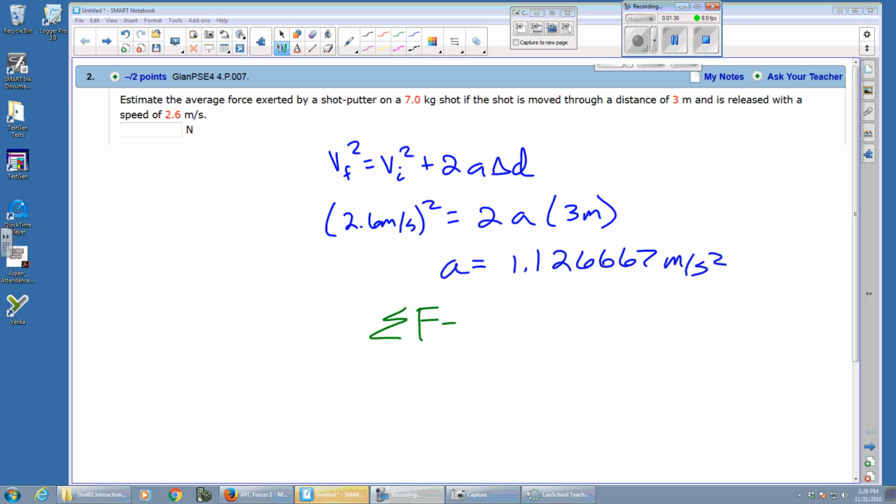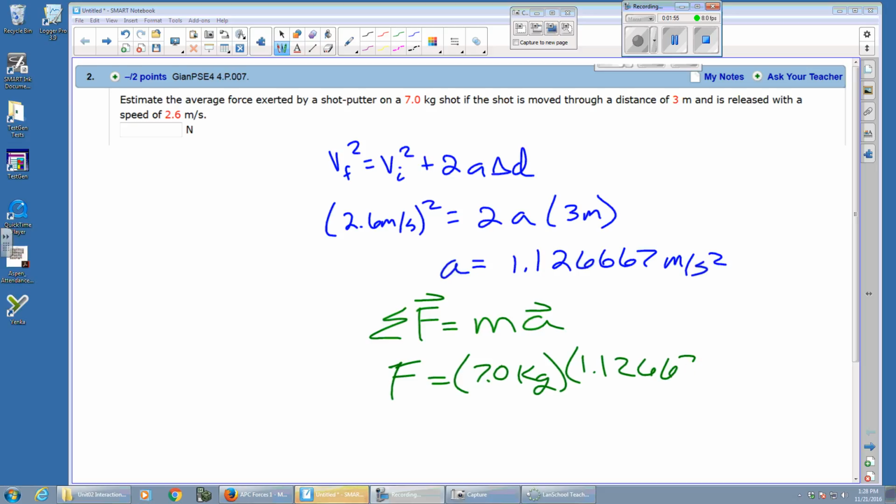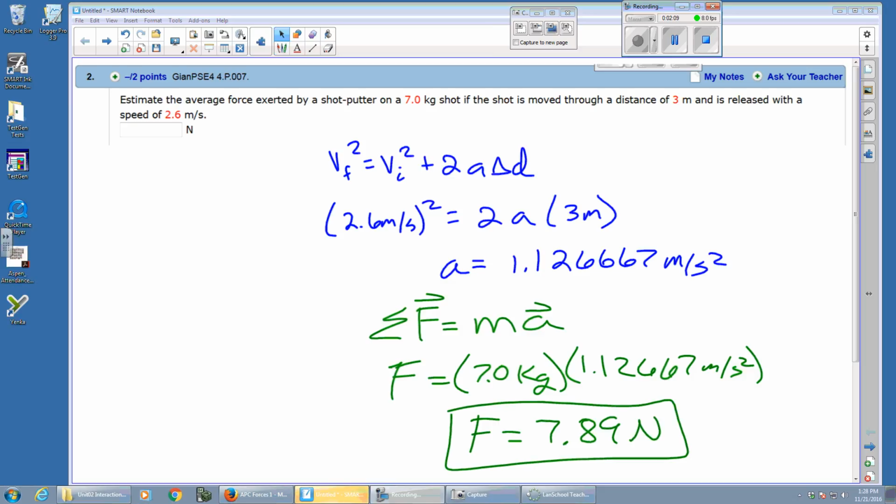Sum of the forces equals ma. F equals 7.0 kilograms times 1.12667. 7.89. That should be it.